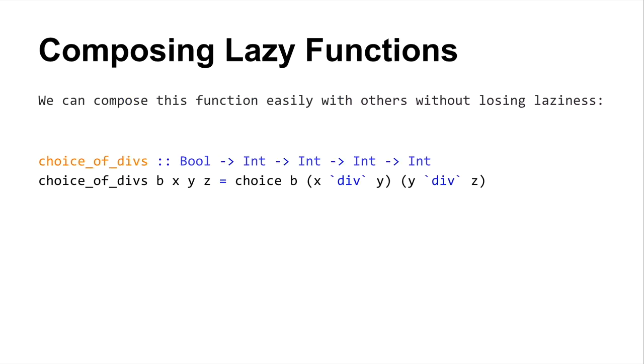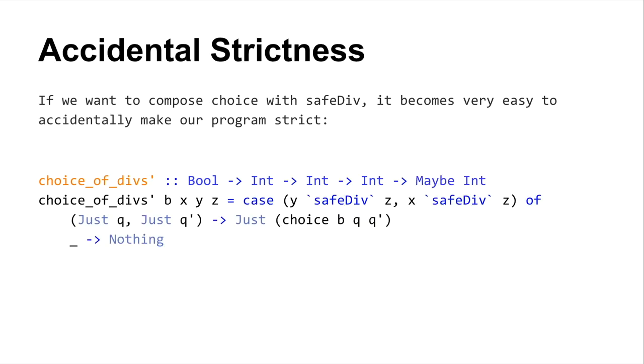So what do we do in a world in which we write safeDiv instead of using our unsafe div? As I showed you here, choice composes easily with div. x div y is going to give you an expression of type Integer. y div z is going to give you an expression of type Integer. So we do bar applied to true 10 10, and we get back 1. 5 div 0 is never actually evaluated. No big deal. Though we write safeDiv.